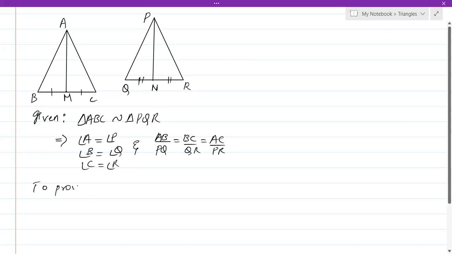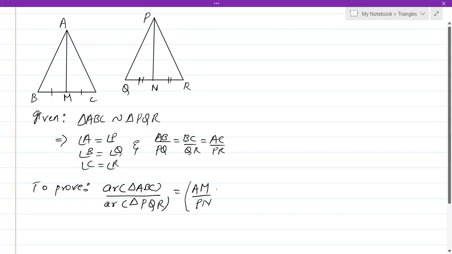What we have to prove is the ratio of the areas of the similar triangles. That is, area of triangle ABC by area of triangle PQR is equal to the ratio of medians, that is, AM by PN. If you remember, in one of the videos, we had taken it as AX and PY, instead of M and N, we had taken it as x and y. Okay, let's look at the proof.